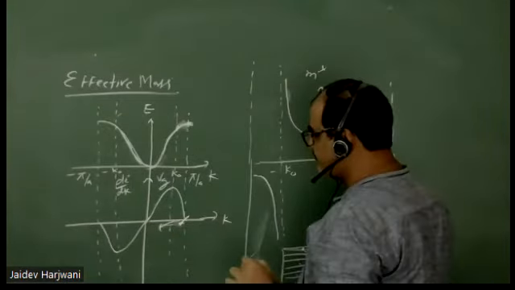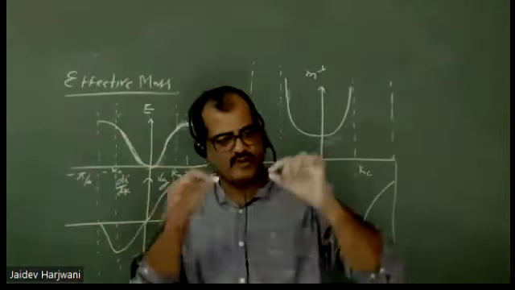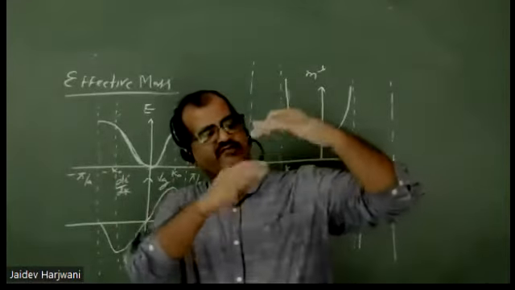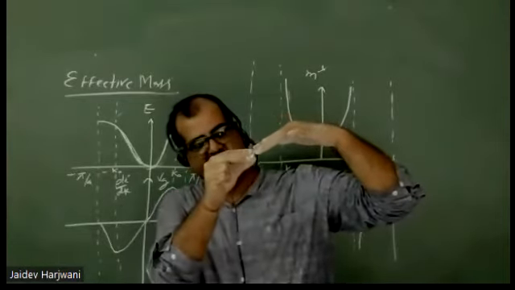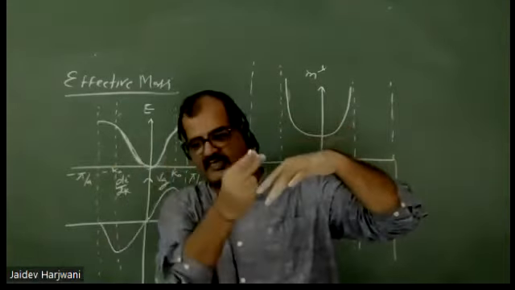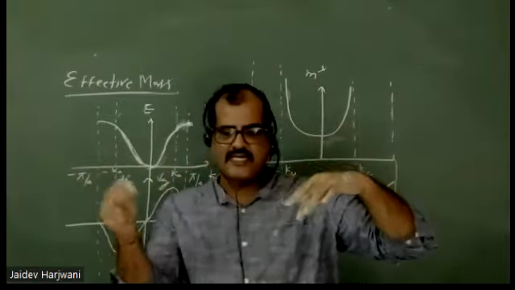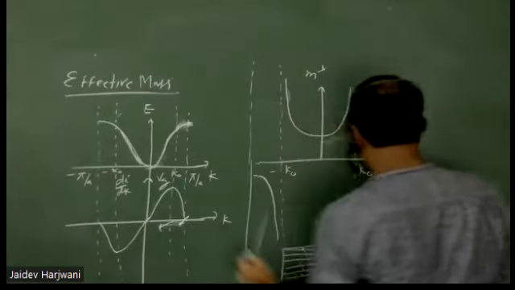Okay, so now you are applying force in this direction. But the electrons which reside on the top of the band, they get deflected in the opposite direction. So force in this direction and they are moving in the opposite direction. That means they behave like holes. Okay, that is called hole-like behavior.